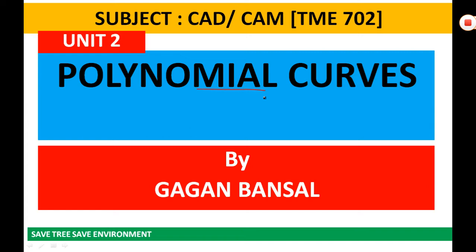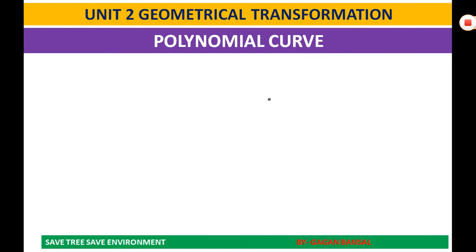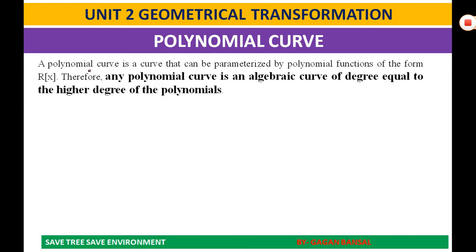So in algebraic curves we have another kind of characterization, that is a polynomial curve, which depends on a polynomial equation. So let's start with our new topic, that is polynomial curves. So first of all, what is a polynomial curve? A polynomial curve is a curve that can be parameterized by a polynomial function of the form R(x). Therefore, any polynomial curve is an algebraic curve of degree equal to the highest degree of the polynomial.